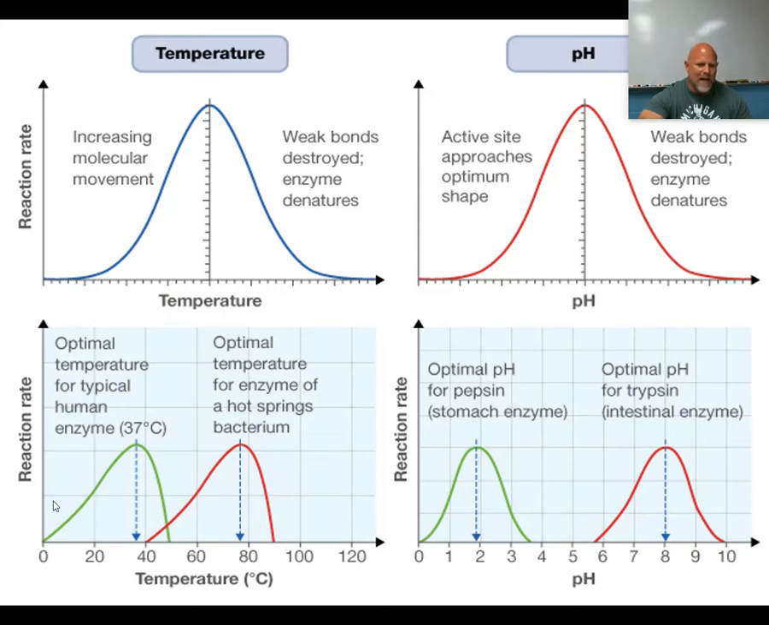You can see down here the optimal temperature for our enzymes is 37 degrees. But if I'm a bacteria living in a hot spring, my optimal temperature might be a lot hotter. The optimal pH for pepsin, which is a stomach enzyme, is a little under 2, and the optimal pH for trypsin, which is an intestinal enzyme that breaks down proteins, is 8. And so we have a little different scenario. Pepsin won't work in the intestines, and trypsin won't work inside the stomach.